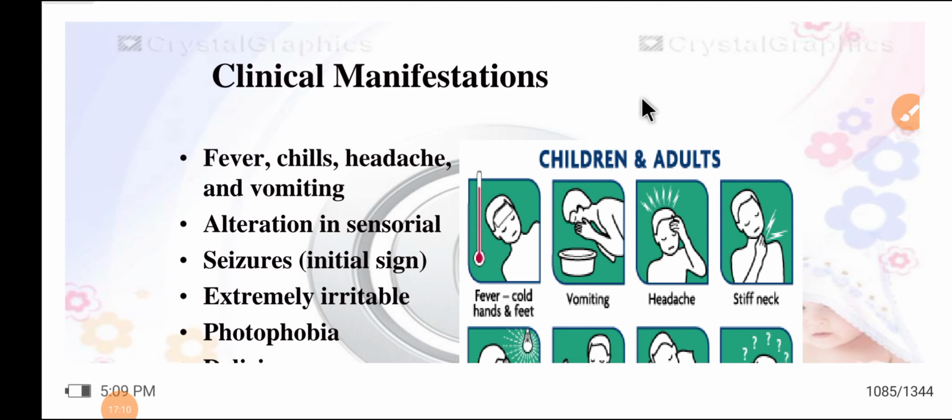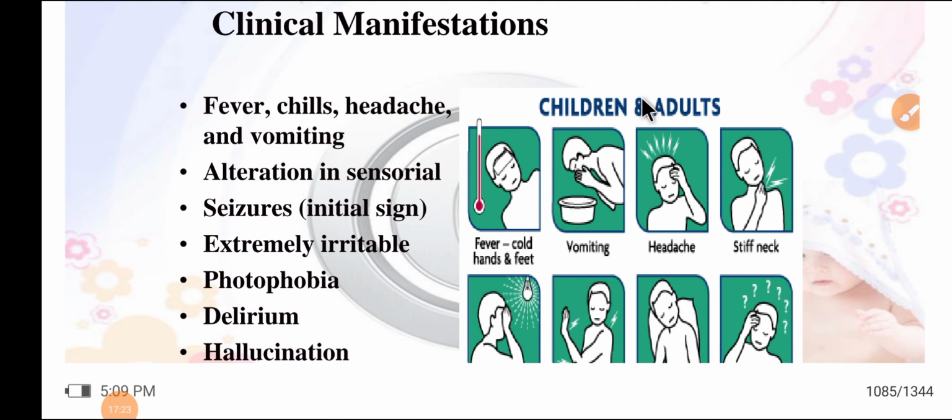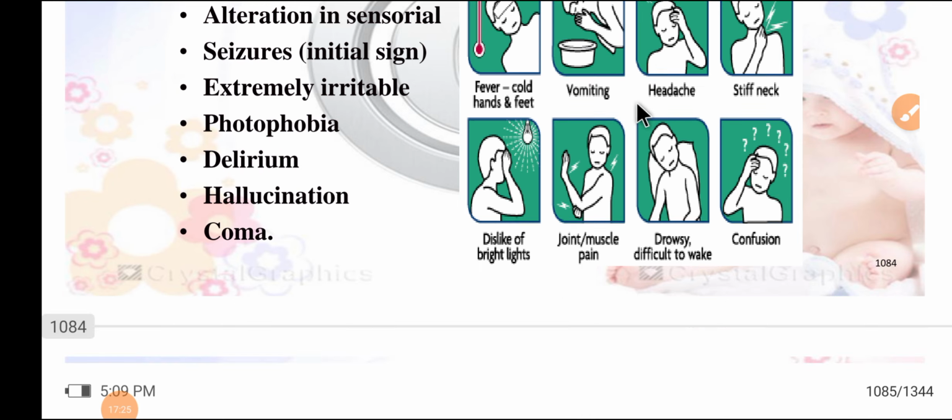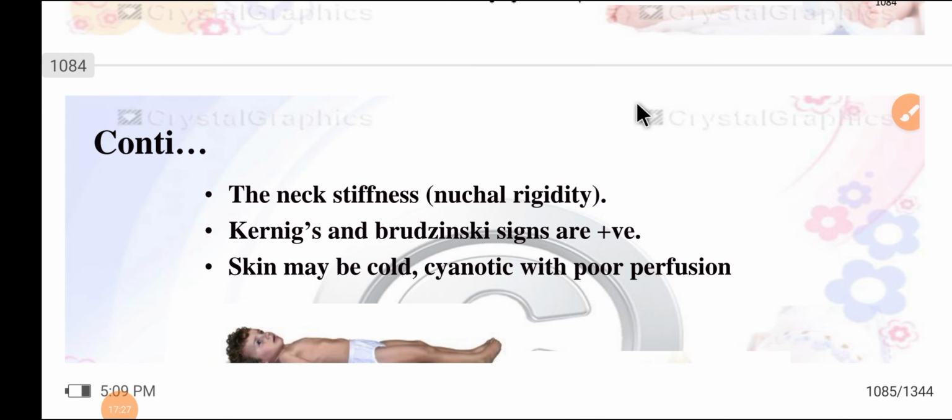Alteration in sensorium, seizures. Initial sign: extremely irritable, photophobia, delirium, hallucination, coma. Neck stiffness, opisthotonus rigidity, Kernig's and Brudzinski's signs are positive.